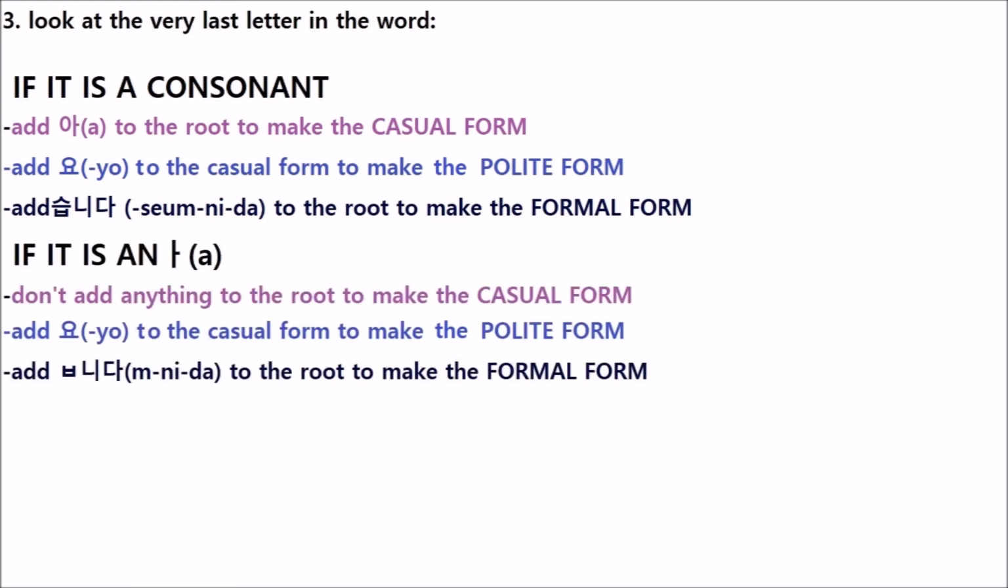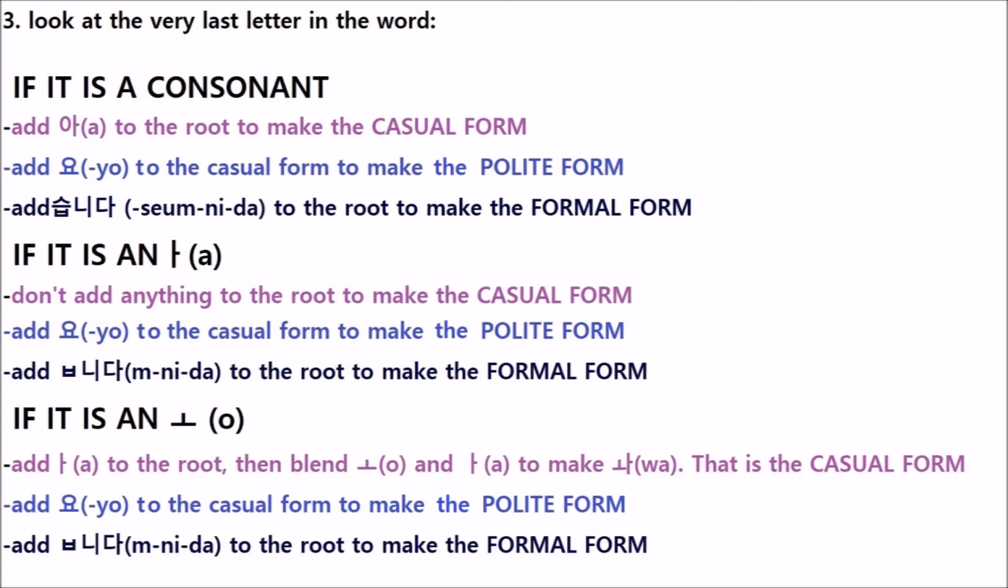If it is an a, you don't need to add anything to the root to make the casual form. Add yo to the casual form to make the polite form, and add mnida to the root to make the formal form. If it is an o, add a to the root and then blend the o with the a to make wa. Add yo to the casual form to make the polite form. Add mnida to the root to make the formal form.